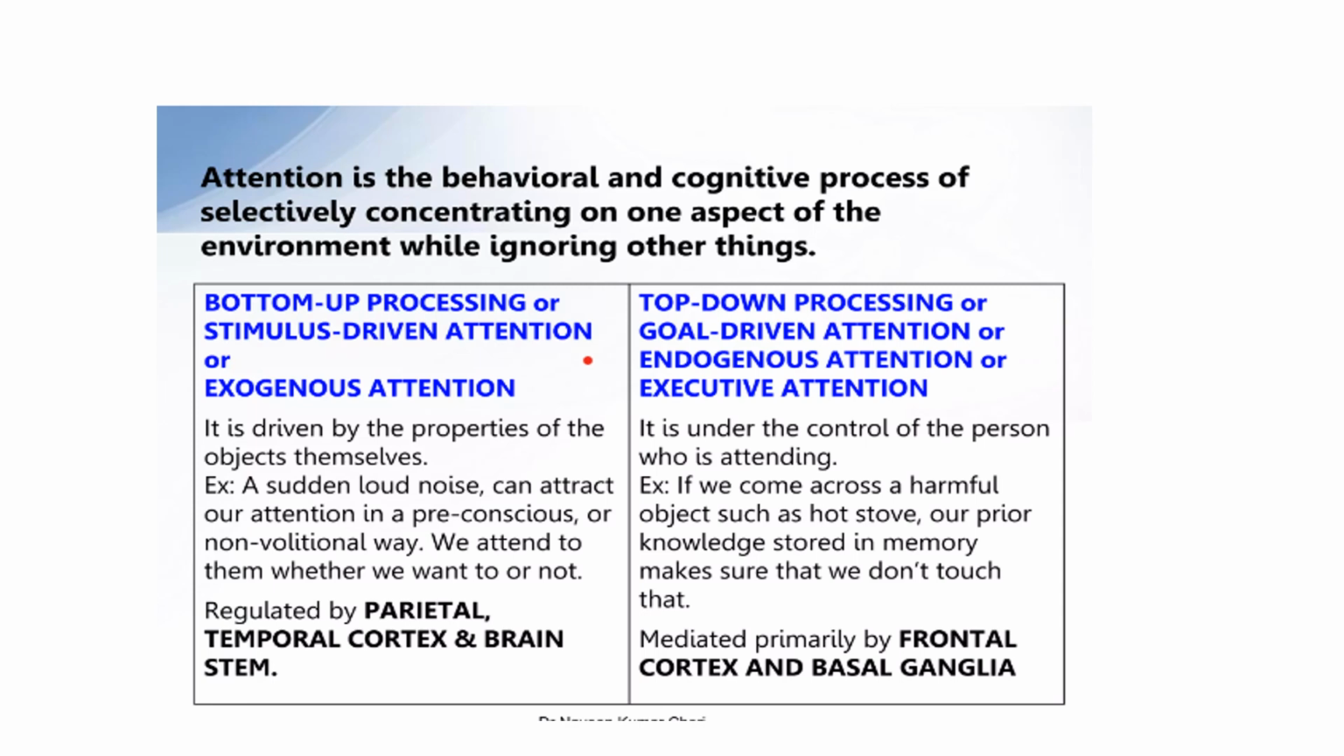So basically, this is more in layman's terms what is actually happening. Attention is the behavioral and cognitive process of selective concentration on one aspect of the environment while ignoring other things. So bottom-up processing is how, from the brainstem towards the prefrontal cortex, what is happening, and top-down processing is how the frontal cortex works towards the bottom approach.